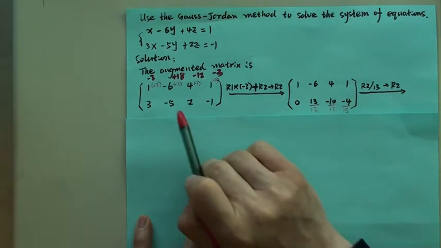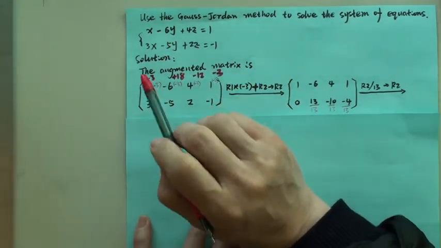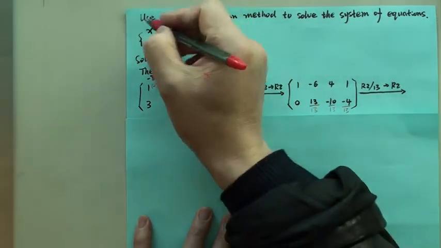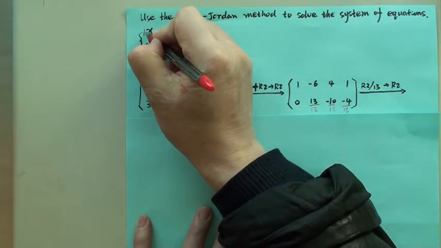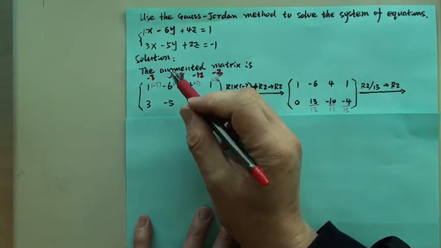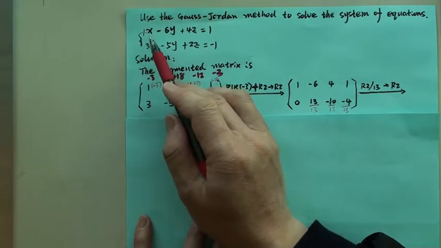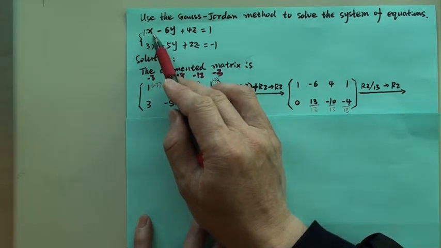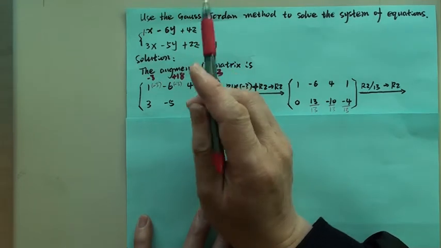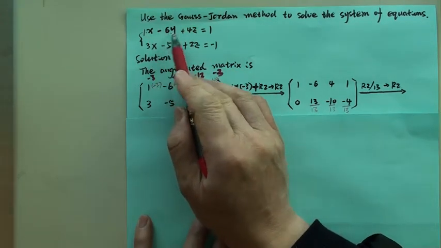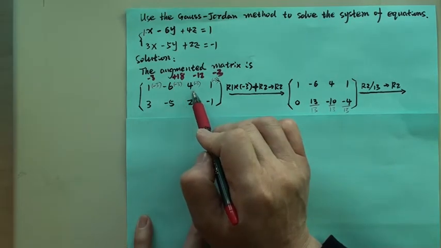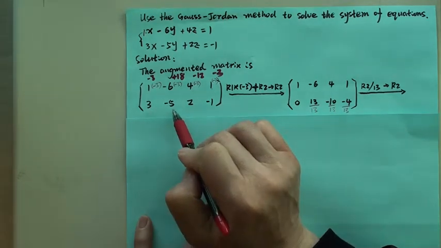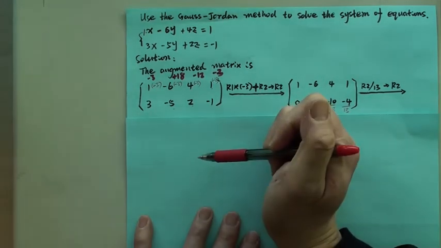Now, let's take all the coefficients out and form an augmented matrix. Again, the coefficient of x is 1. It's not 0, because 0 times x gives you 0. So it has to be 1, since 1 times x is x. So we have 1, negative 6, 4, 1. And 3, negative 5, 2, negative 1.